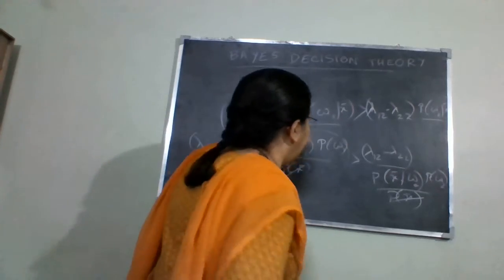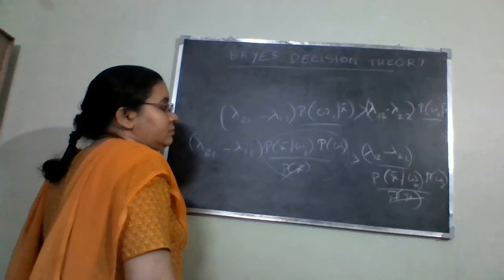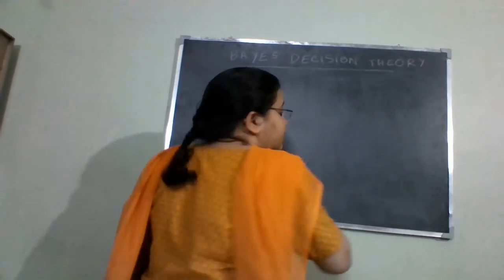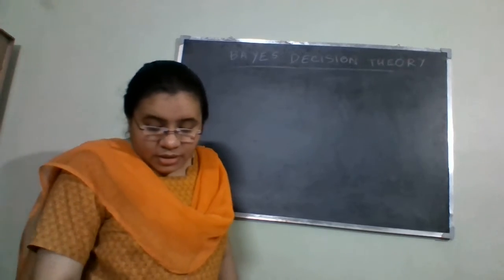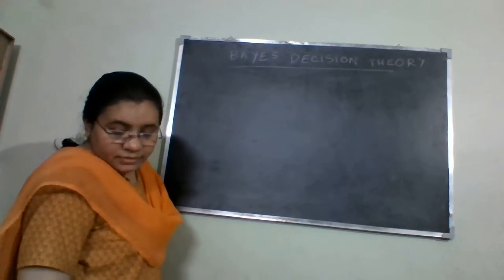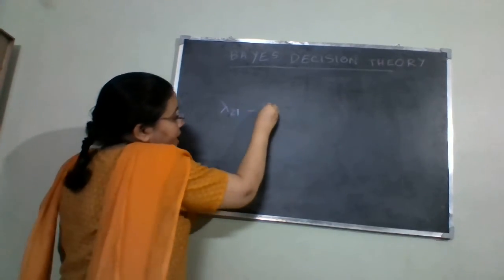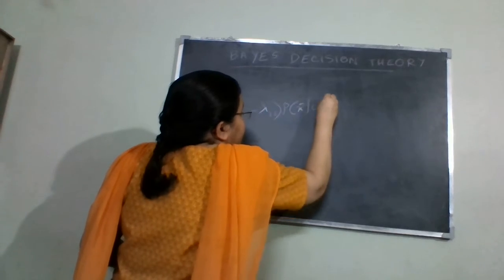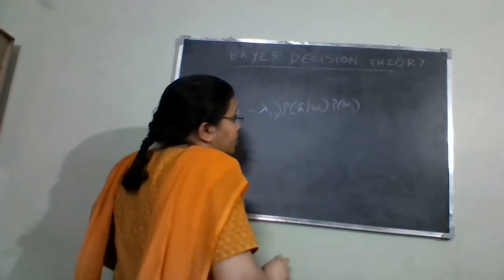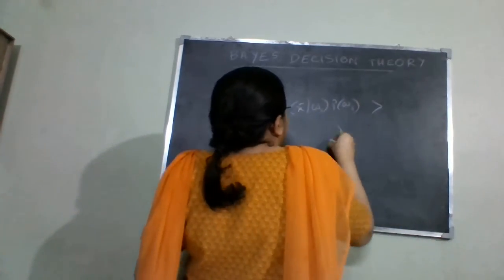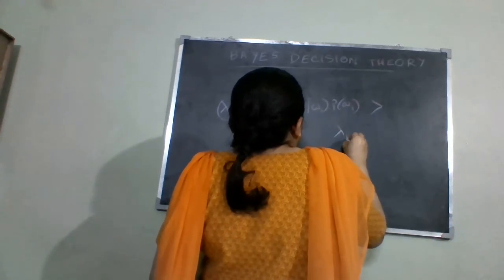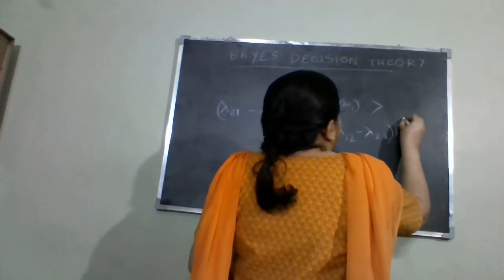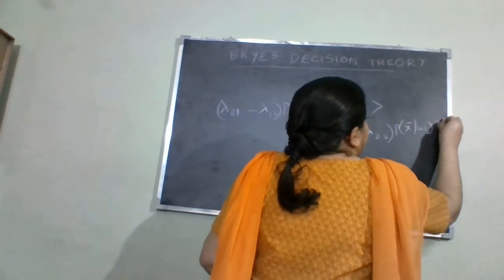So I rewrite this entire thing now. See, I have (lambda 21 minus lambda 11) p(x bar given omega 1) p(omega 1) is greater than, again I write it over here, (lambda 12 minus lambda 22) p(x bar given omega 2) p(omega 2).